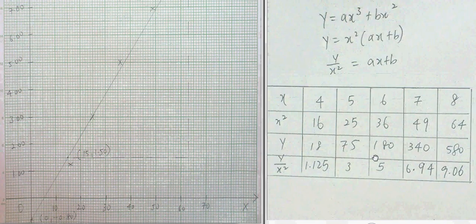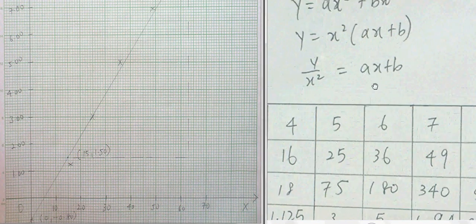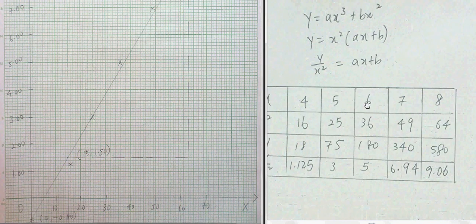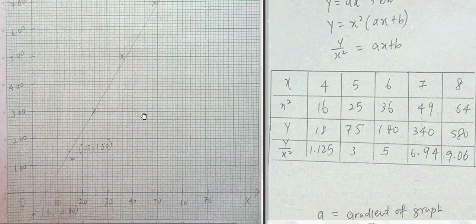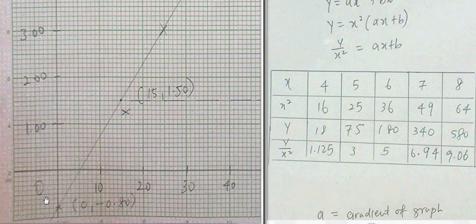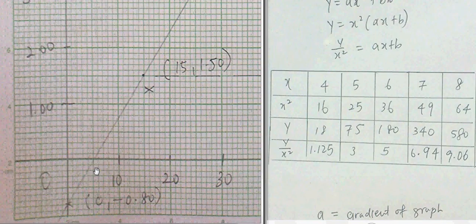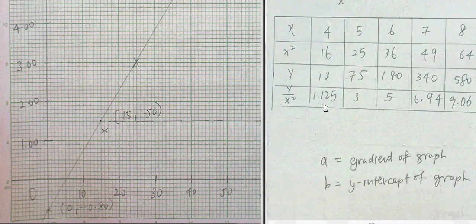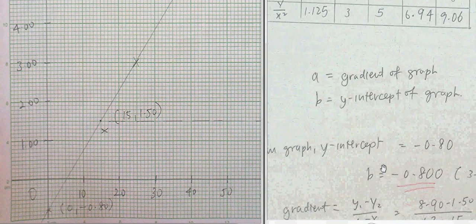Since we are to find the values of a and b, we can see from the equation that we have solved just now that a is actually the gradient and b is the y-intercept. The y-intercept can be taken from the graph where x equals 0, so it's actually this point. So when x equals 0, y equals negative 0.80, where we can see from the graph here. Therefore, b equals negative 0.800.